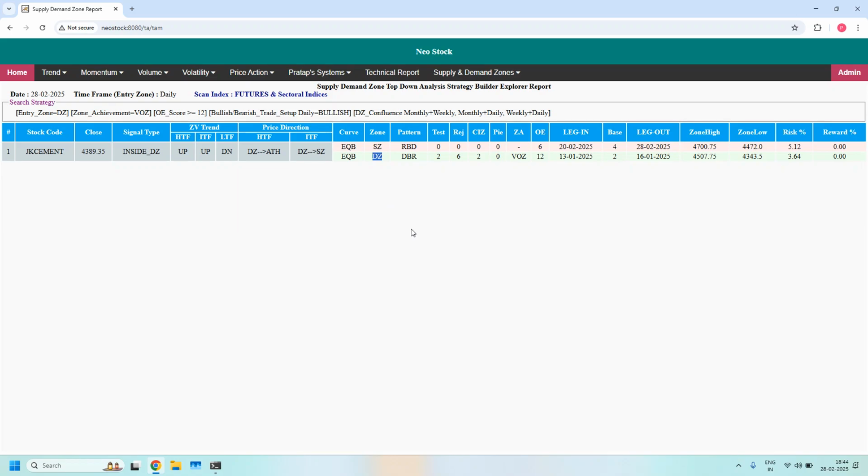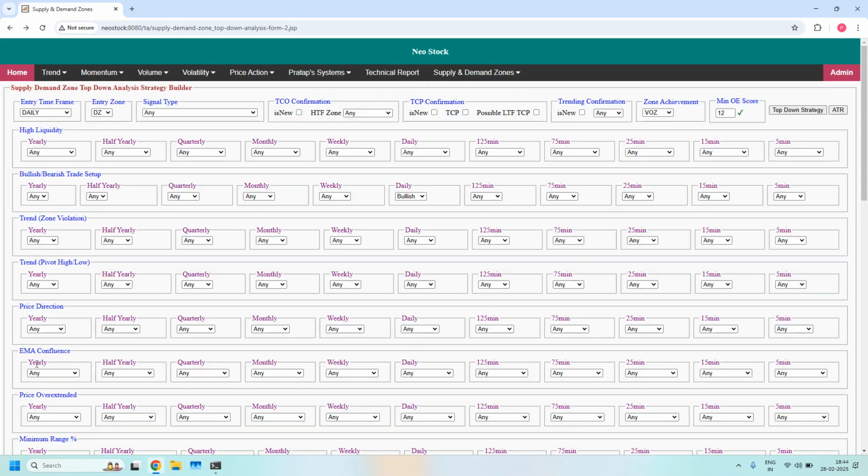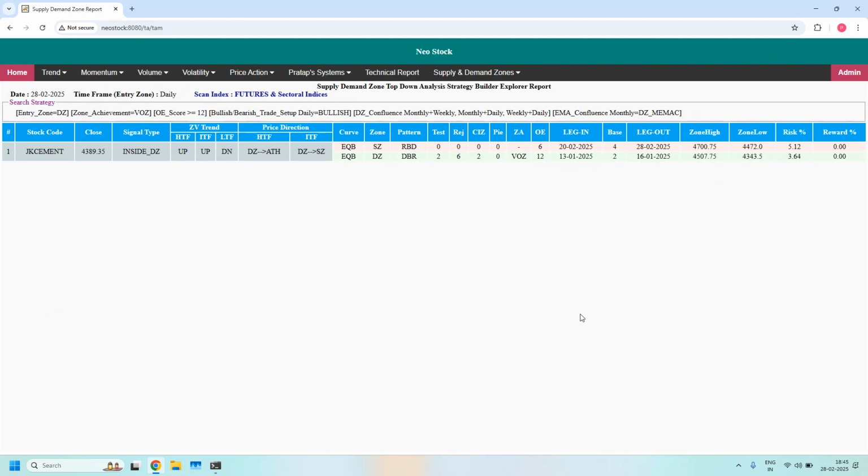Now we will check whether this, which already has daily and weekly EMA confluence, even has monthly EMA confluence for the monthly demand zone. So in the EMA confluence at monthly time frame, I am setting the filter: monthly demand zone having monthly EMA confluence or not. So the cement stock is filtered. That means this is an even more high probability trade setup supported stock.